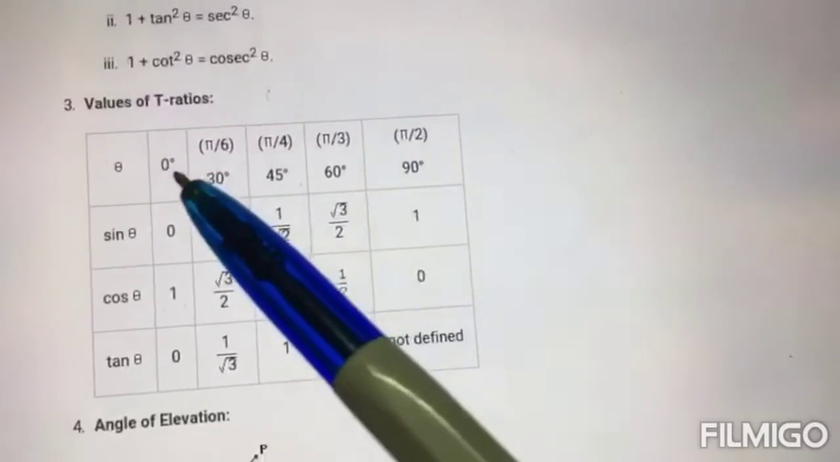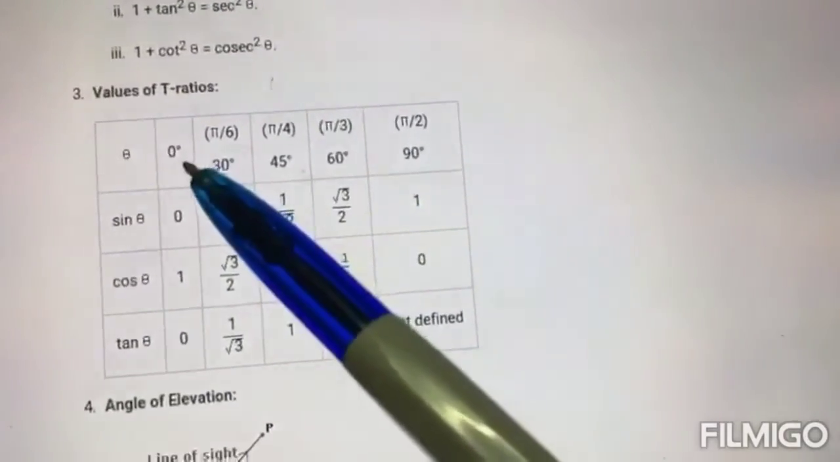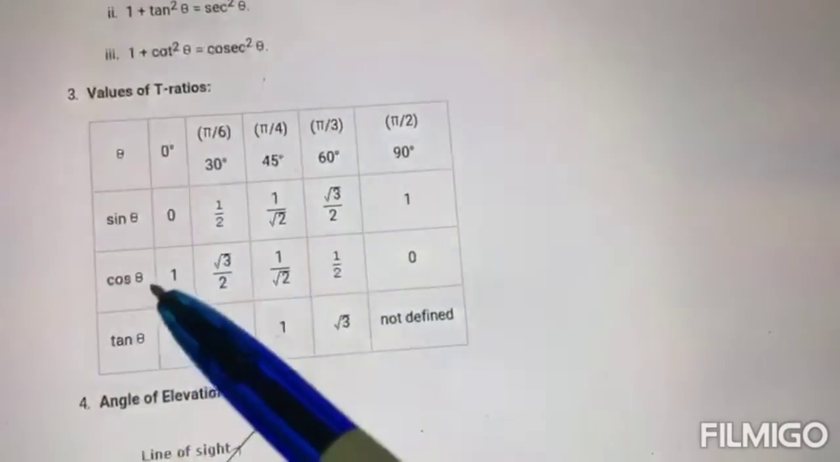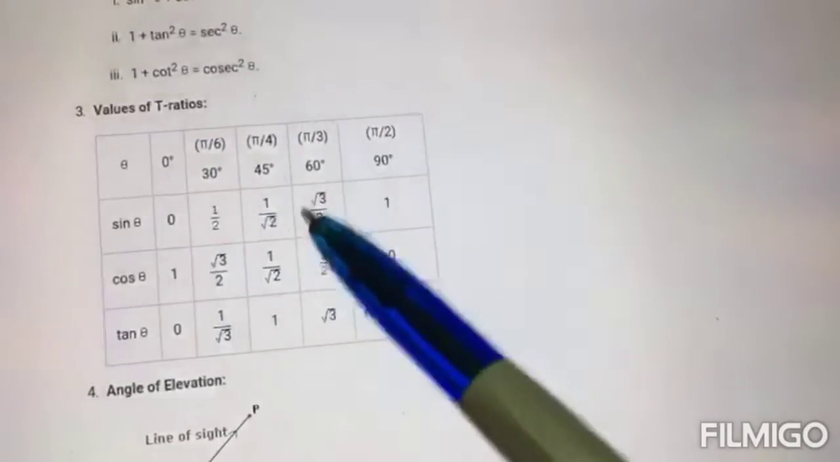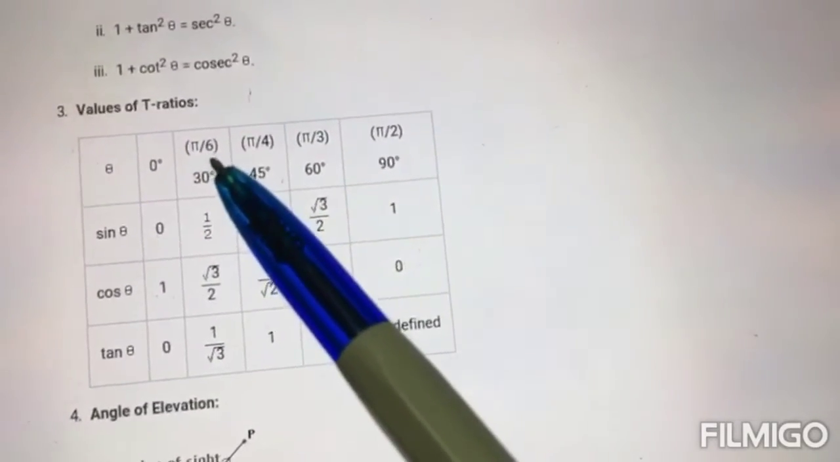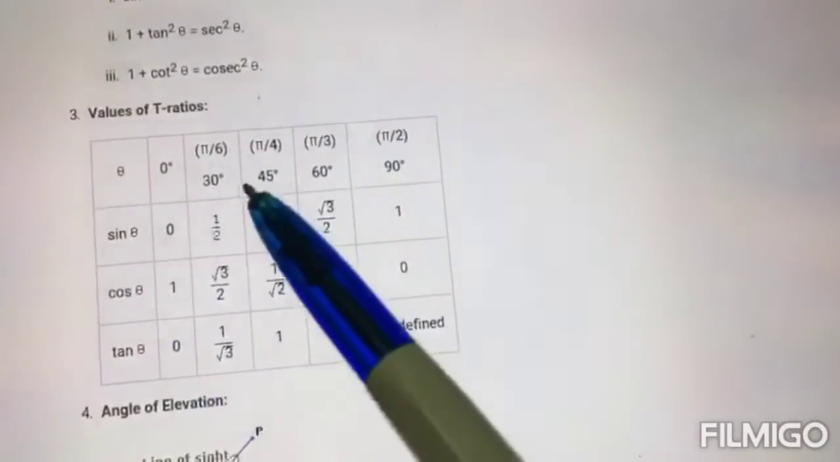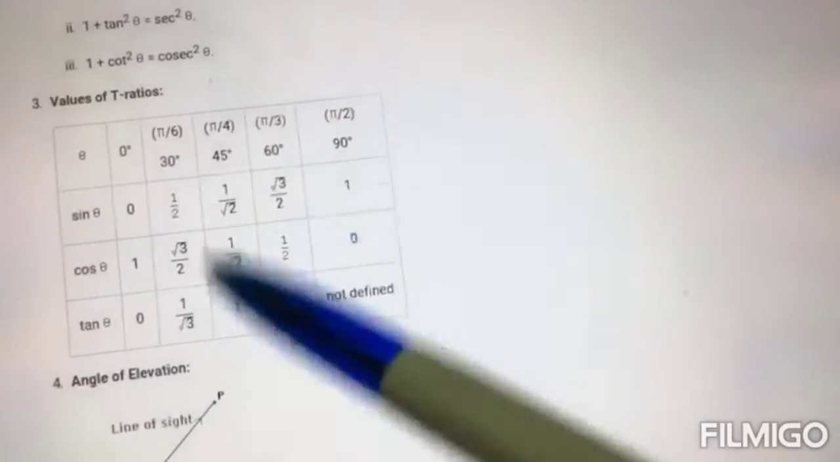Then the values of t ratios. Suppose theta is 0 degrees. So sin 0 degrees is equal to 0. Cos 0 is equal to 1. Tan 0 is equal to 0. You have to memorize this also. If theta is 30 degrees, which is also given as pi by 6, sin 30 degrees is 1 by 2, cos 30 degrees is root 3 by 2, and tan 30 degrees is 1 by root 3.